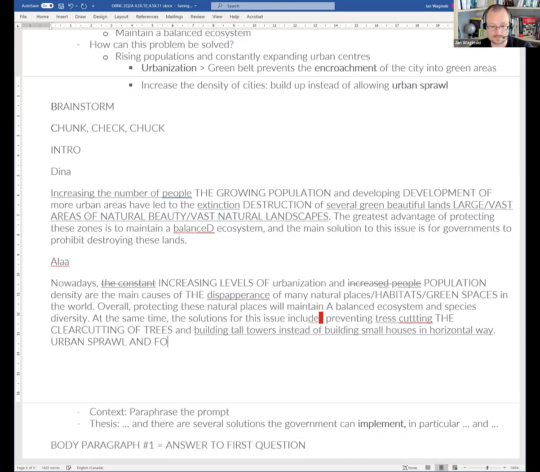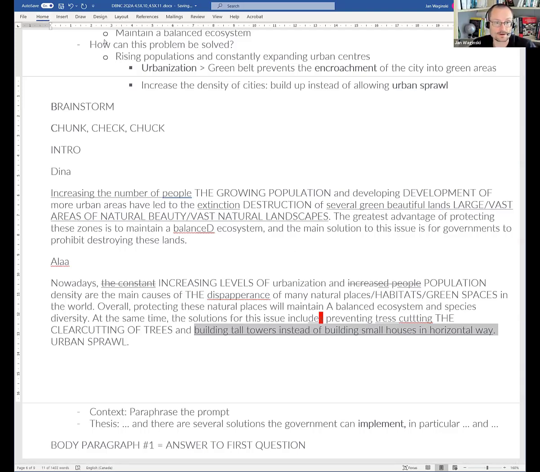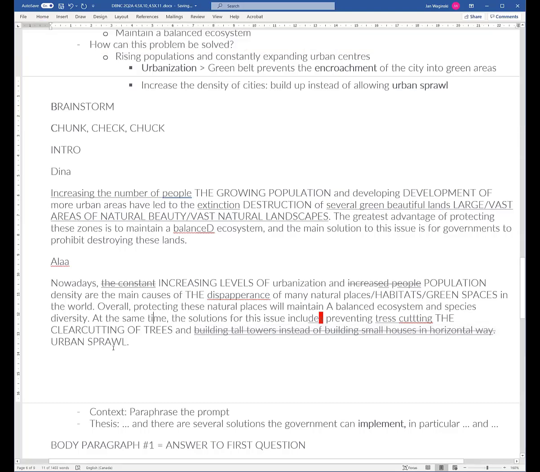Forcing cities to... maybe this is too much detail for the intro. I would just leave it at this. Preventing clear cutting of trees and urban sprawl. Yeah. And then you can get into this in the body paragraphs. Right.